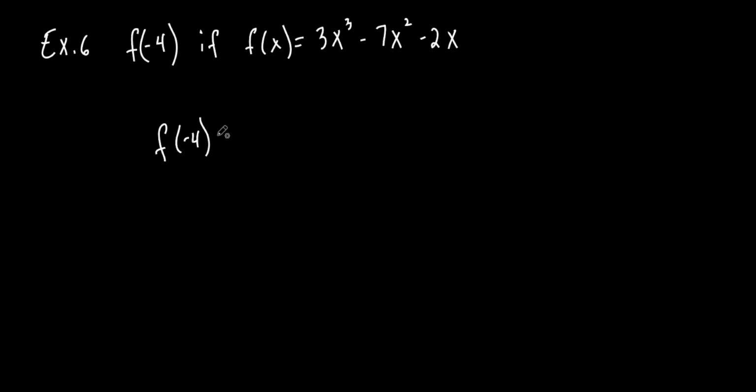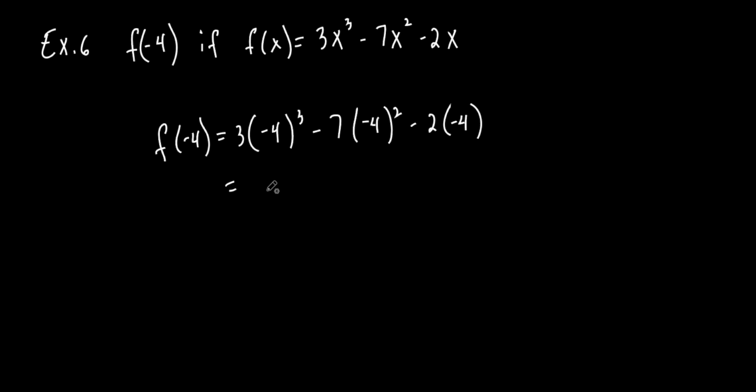So f of negative 4 equals 3 times negative 4 cubed minus 7 times negative 4 squared minus 2 times negative 4. I'll just save you the work on this. You work it all out. I'm not here to show you that part. You should be able to do that yourself. And then it comes out to that, and you're good to go. All right? This is the part that's important for today. It's just replacing the x with a negative 4. Very simple. Wouldn't you agree? Yeah, I think so.